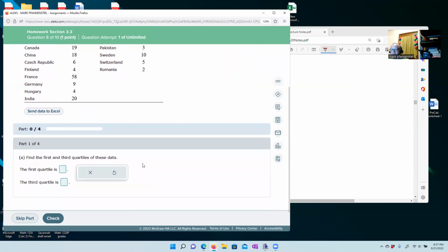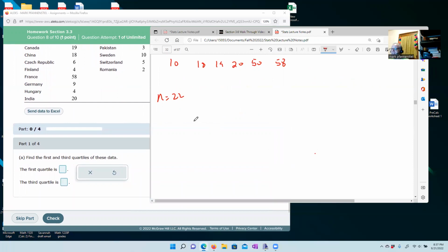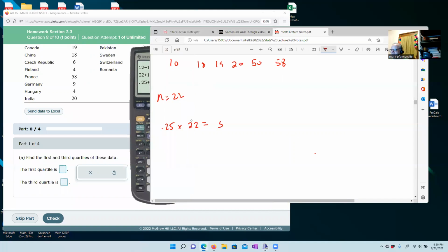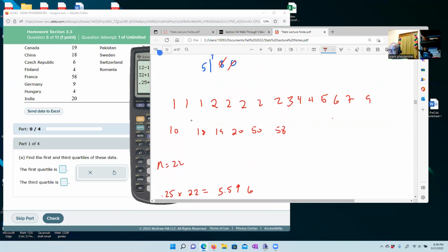Okay, and now we're going to have to figure out the first and third quartiles. So my list value is 22. To figure out the first quartile, that's 0.25 times how many are in the list? It's 22. So 0.25 times 22. Okay, we got 5.5. Now remember the rule: if you get a decimal, we boost it to the next value. So I want the sixth value in the list.